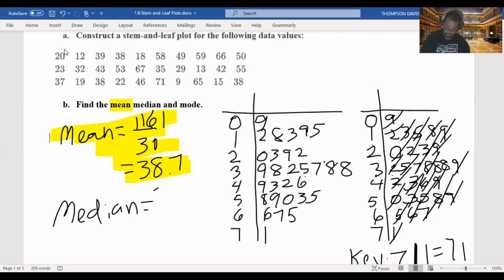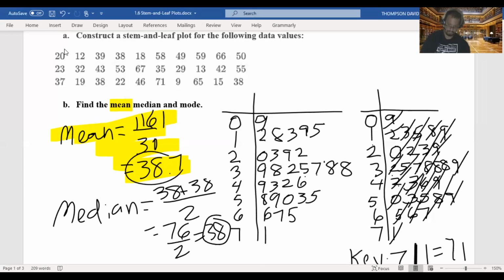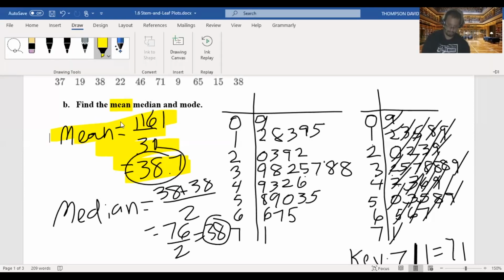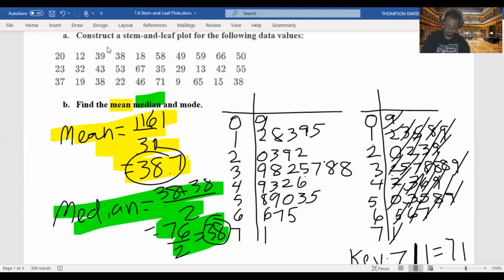Normally when we have two middle numbers, we just add them. 38 plus 38 divided by 2. And 38 plus 38 would be 76. Divide that by 2, and we end up with 38, which is what we expected. Let's make this nice and pretty. Highlight this one in green. And then the last one.